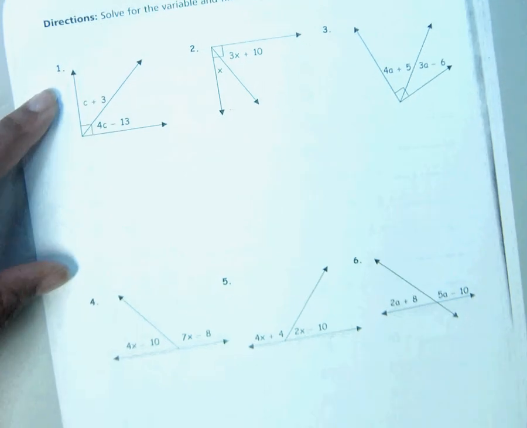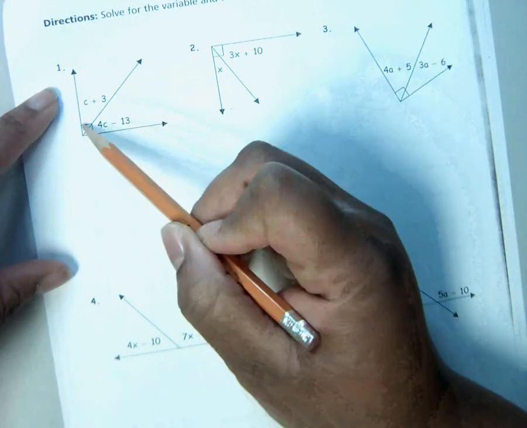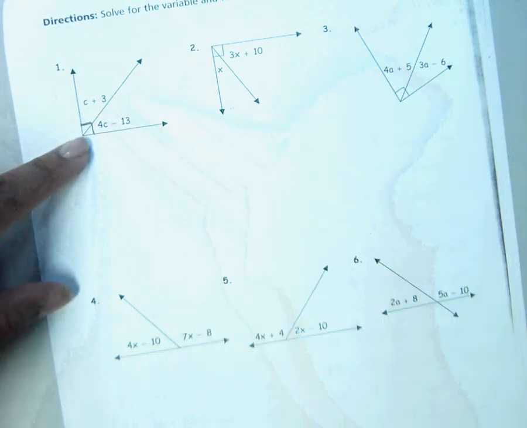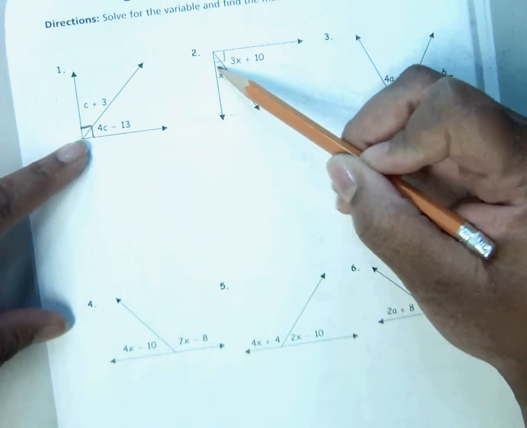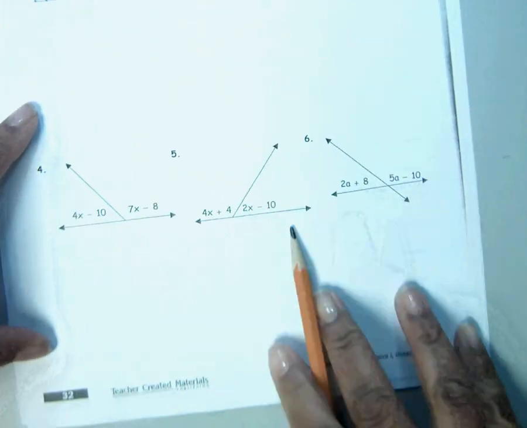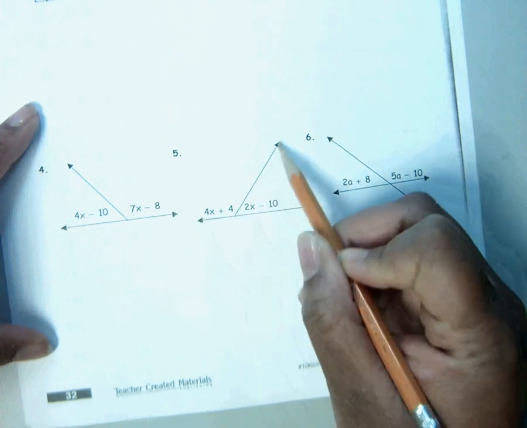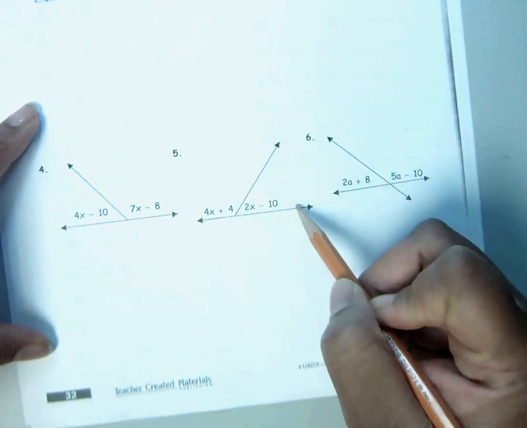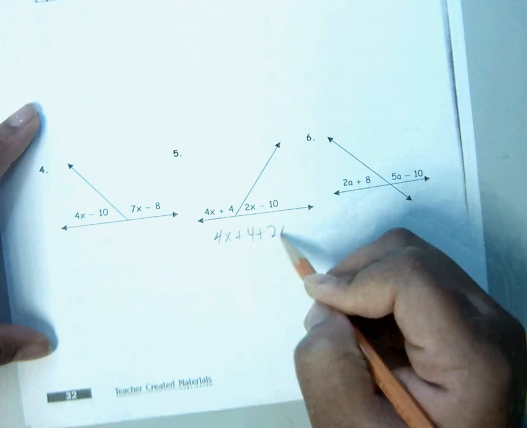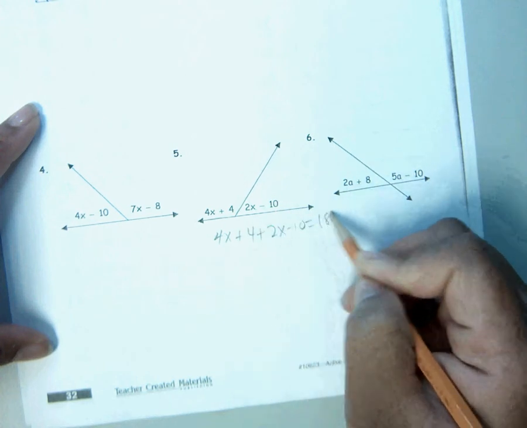Number 1, you would add them together and set it equal to, anybody know? Good job, 90. For these two, it's add them up and set them equal to what? 90. Okay, let's just pick one down here. 5. This angle plus this angle, is it 90 or 180? Good, 180. So you would add them together, set it equal to 180, and solve it.